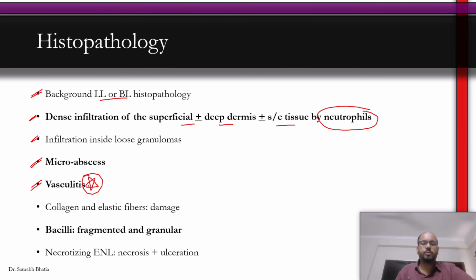Collagen and elastic fibers are also damaged. The bacilli are fragmented and granular because destruction is happening. And in the lepromatous pole, you have so many bacilli that their destruction leads to so many granular and fragmented bacilli that is easily visible on AFB stains. If it's necrotizing ENL, then you see necrosis and ulceration of the epidermis along with part of the dermis depending on the extent of involvement. Let's move forward.